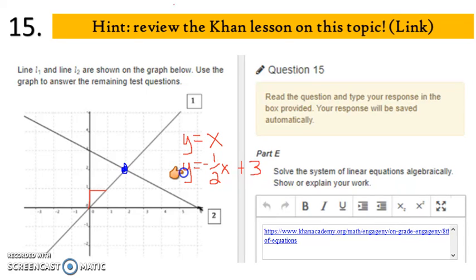The second equation of the line is y equals negative 1/2 x plus 3. It crosses over at 3. That's my y-intercept. Then we go down 1 over 2. So that's a negative 1/2 slope. So now we have to solve this.